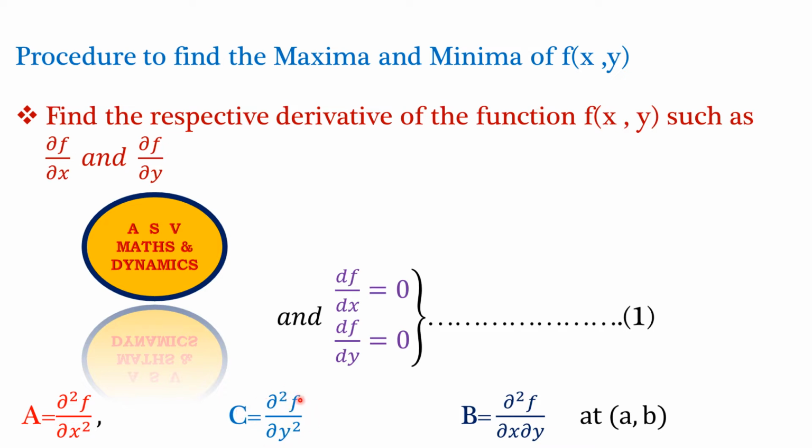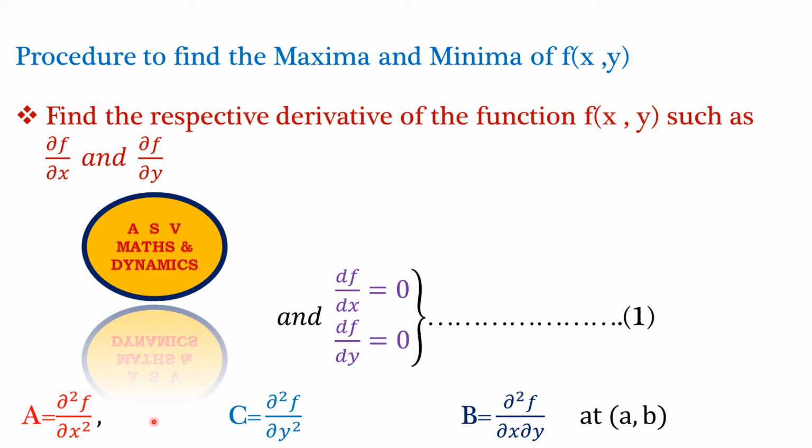When you find dou squared f by dou y squared, you put the notation c. And you find one more term, b. When you find the first derivative of the function with respect to x, you differentiate the same function with respect to y, and you get dou squared f by dou x dou y. This is the b.